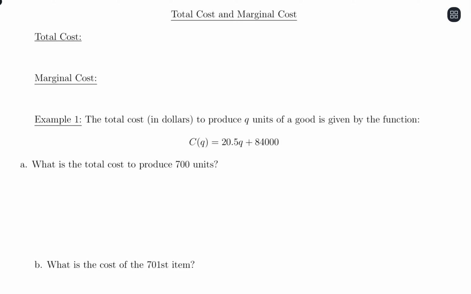So let's talk about some linear function applications, specifically with total cost and marginal cost. So total cost, what this is finding is the total cost of producing, and typically the variable that we use is Q. So typical cost of producing Q items, where Q is just representing the quantity of items.